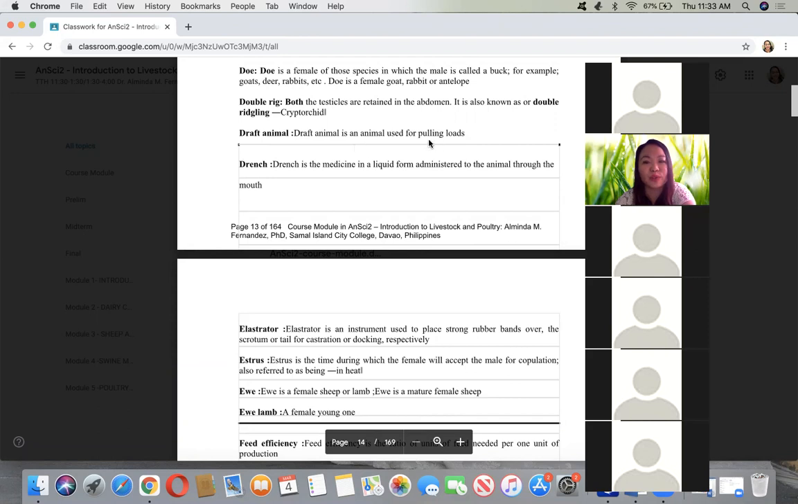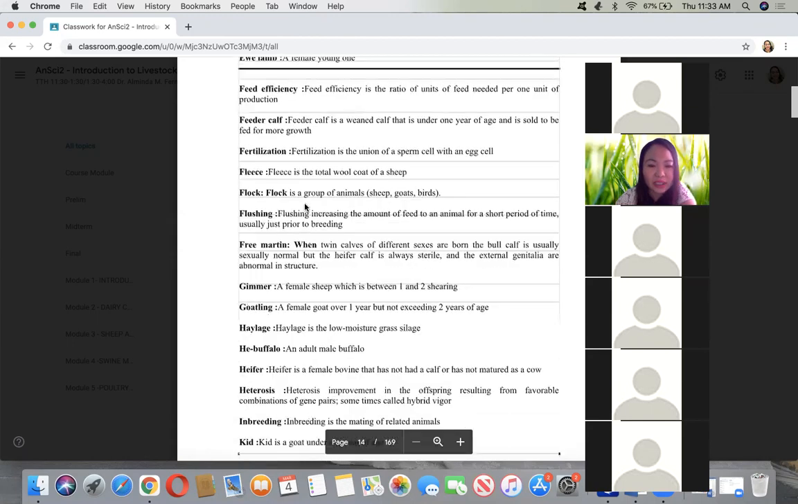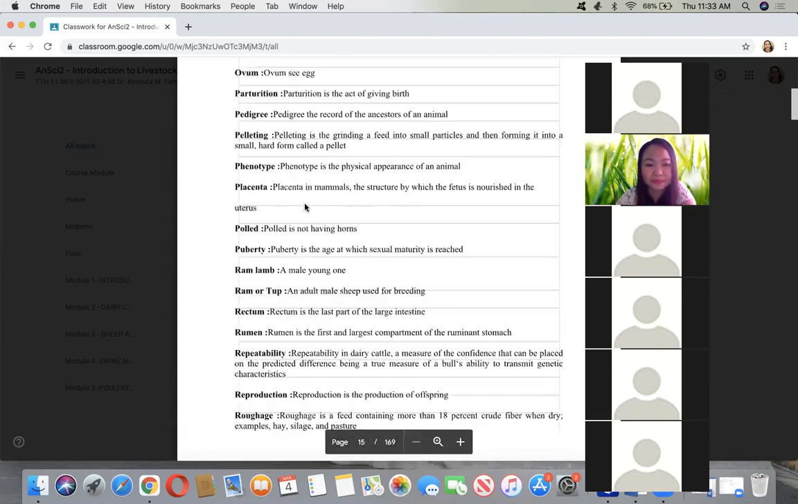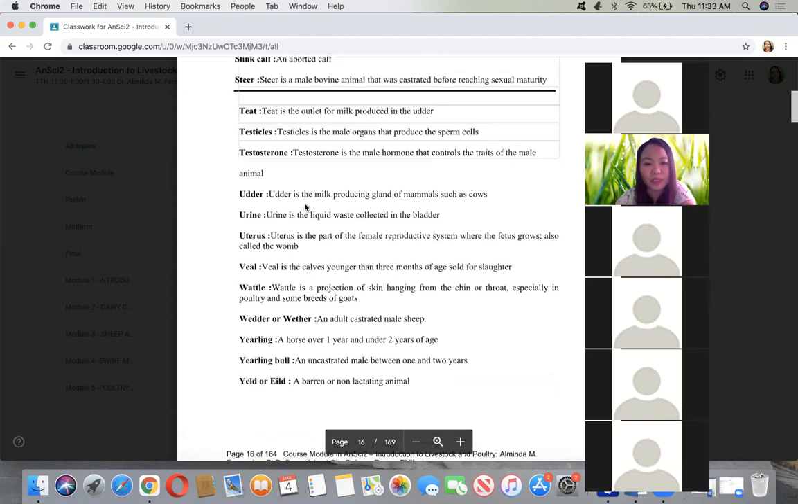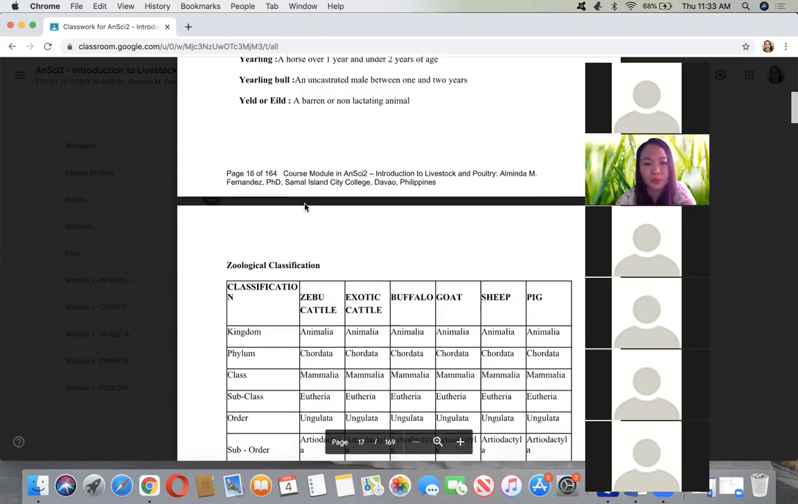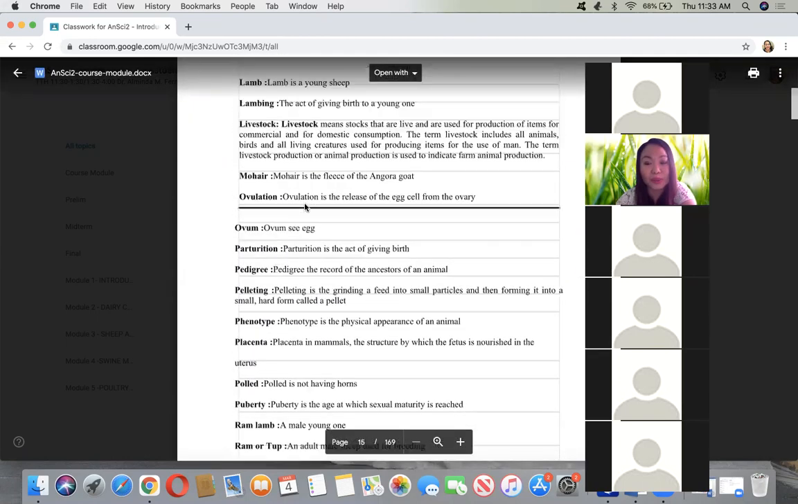Draft animal is used for pulling loads, or for plowing in the field. Drench is medicine in liquid form administered to the animal through the mouth. Now, these are all capitalized, from A to Y. So we're almost there.